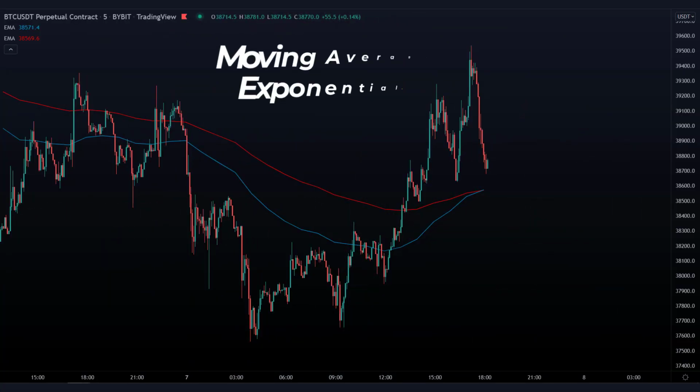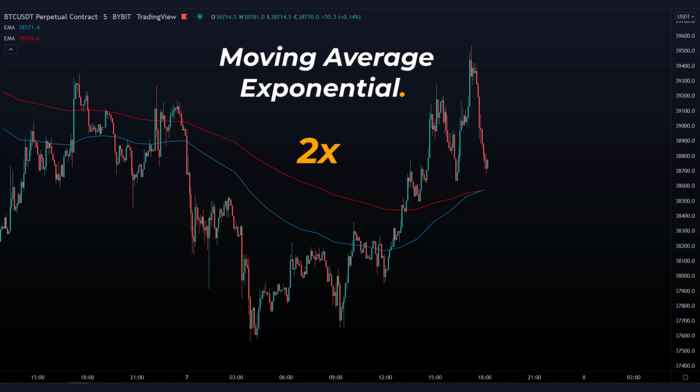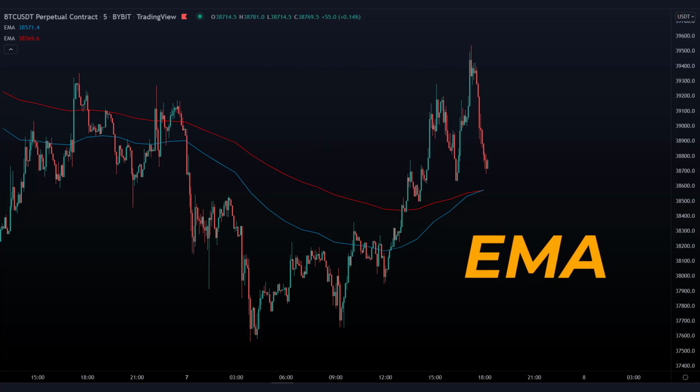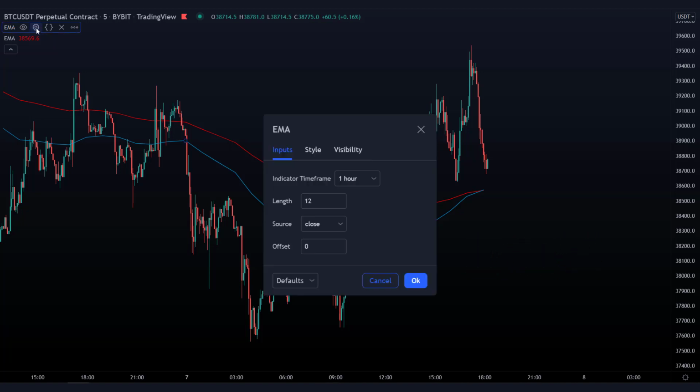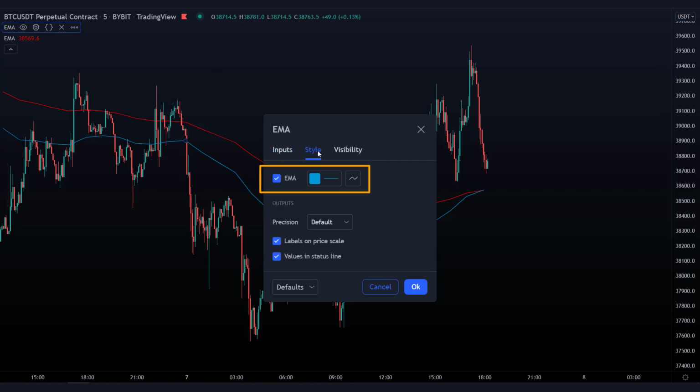First, we add the moving average exponential twice. The abbreviation for this indicator is EMA. Change the settings by pressing the line twice or pressing settings in the upper left. Give the first indicator a length of 12 and set it to the 1-hour time frame. Then make it blue in color.